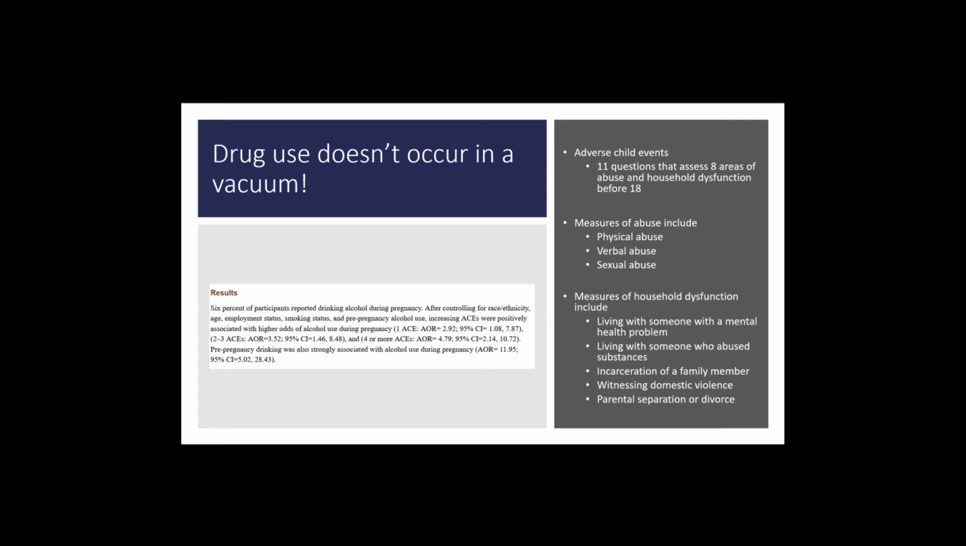And the idea here is that all of these stressors, like I said before, co-occur. It's not just that you're abusing alcohol; you've got other things going on in your life. So if I'm an ACE researcher, what I want to do is collect the totality of stressors. Measures include physical abuse, verbal abuse, sexual abuse, and measures of household dysfunction include living with someone who abused substances, incarceration of a family member, and witnessing domestic violence. The idea is that the cumulative effect of these ACEs is what matters. It's not one individual stressor, it's the totality of stressors.